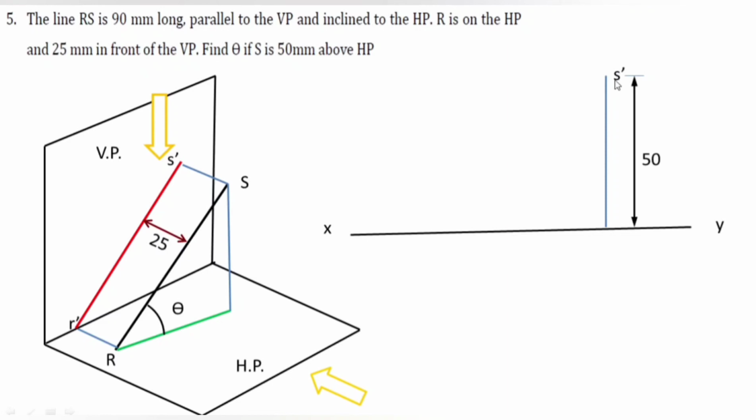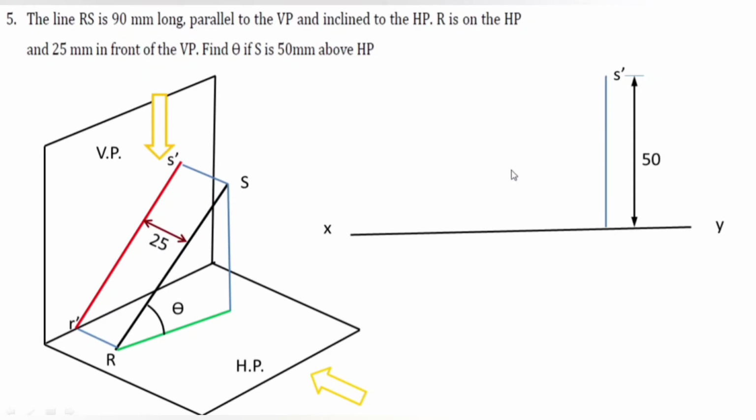What name? S dash. So I need to put the compass needle on S dash, and I can clearly see that true length is visible in its front view. And R dash is lying on the intersection of HP and VP, na? So XY is denoting that intersection. So I need to put the compass needle on S dash and open the compass.